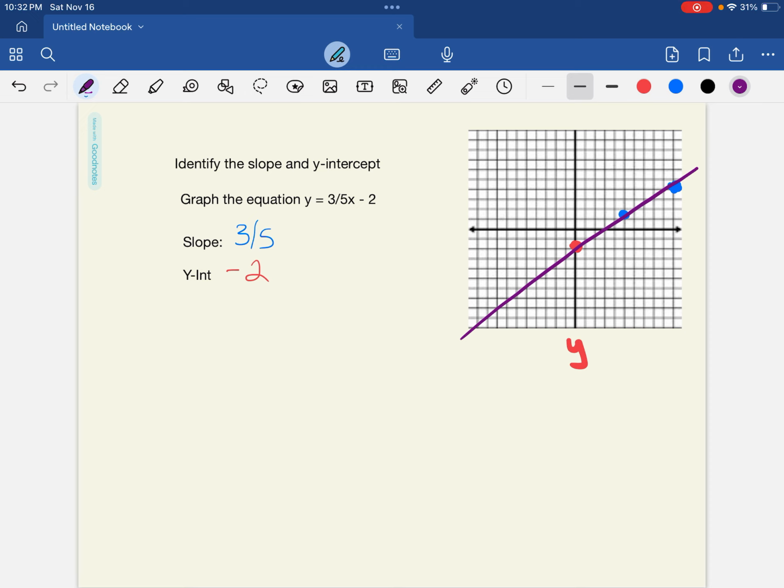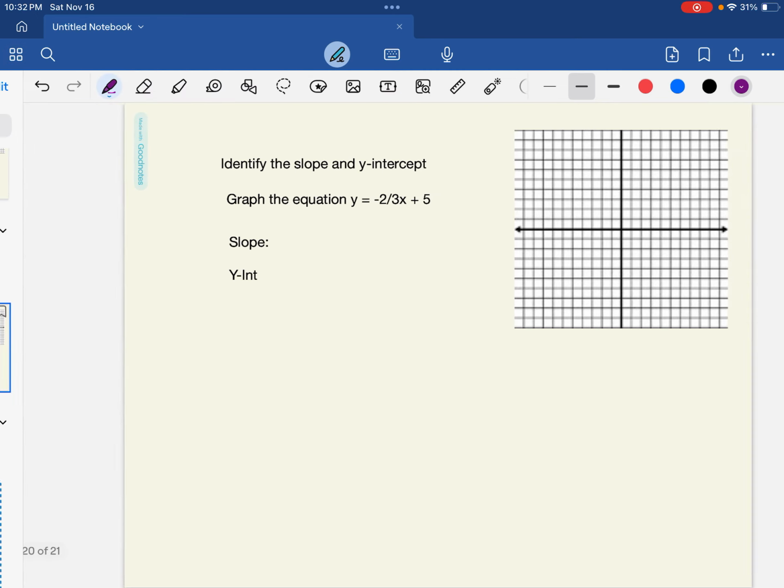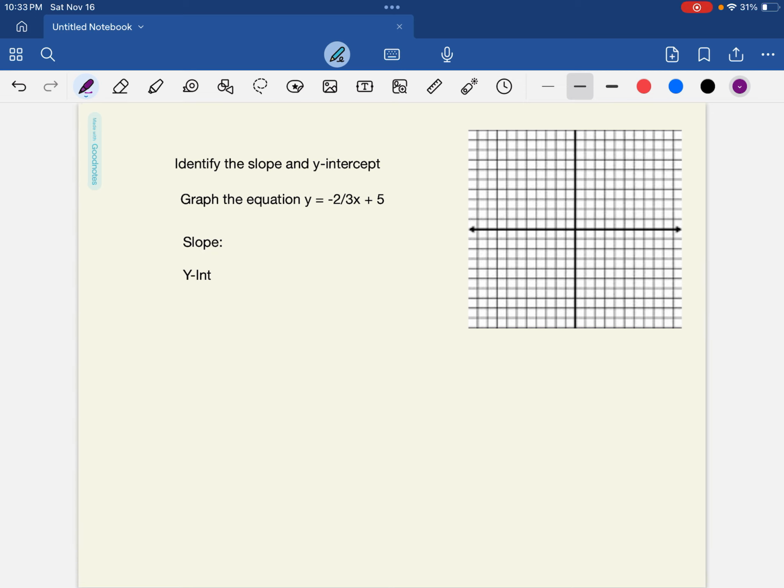There are other examples of how we could graph these equations, and it really depends on what our slope is. So I'm going to hop over to the next page. The things that we can do to change the equation of the line is give you a positive and negative slope, or give you a whole number slope versus a fractional one. So in this equation, our slope is now -2/3. And our y-intercept in this problem is +5.